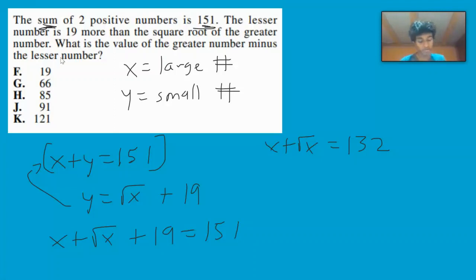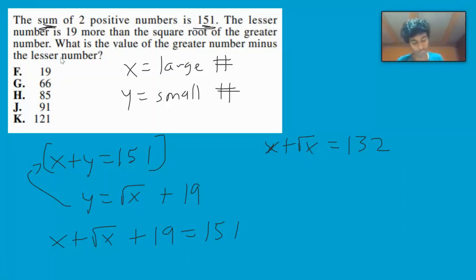What I recommend when we get to this point is to just plug in numbers. I would say the fastest way to answer this question at this point is to plug in numbers for x. You have 132, so start somewhere around 132. Maybe you'll try a perfect square, so 100. So 100 plus the square root of 100 is 100 plus 10, which is 110. So it's not 132. Now try 121.